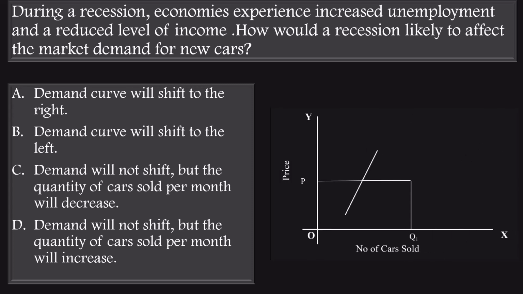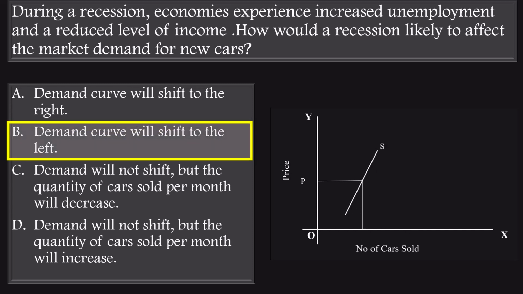The onset of recession not only results in increase in unemployment, but also in the fall of income of consumers. Naturally, the market demand for new cars will shift to the left. Option B is the right choice.